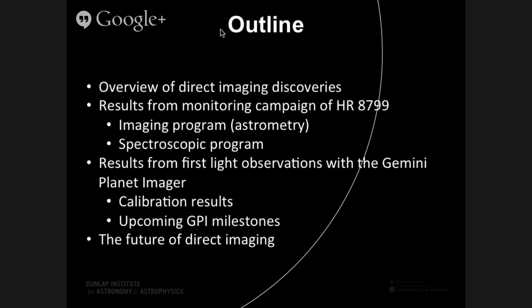And then I'm going to talk about some results from an instrument that I've been working with very extensively, staying up all night working with. This is the Gemini Planet Imager. So I'm going to talk a little bit about some of the results from our calibration of the instrument and upcoming milestones for this instrument as well. And then finally, I'm just going to conclude with some of where I think the future directions of this field will go in the next 10 to 20 years.